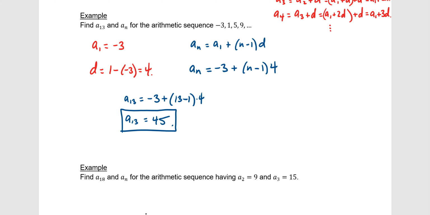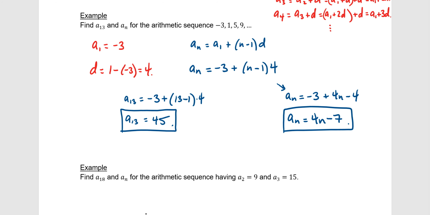So what we can do right now is actually simplify a sub n. We can distribute the 4. So -3 plus 4n minus 4. Combine like terms, we get 4n minus 7. So hopefully that form looks familiar. That's essentially y equals mx plus b form for a linear function. So we could have simplified it first and then plugged in for 13. It would have been the same exact thing.